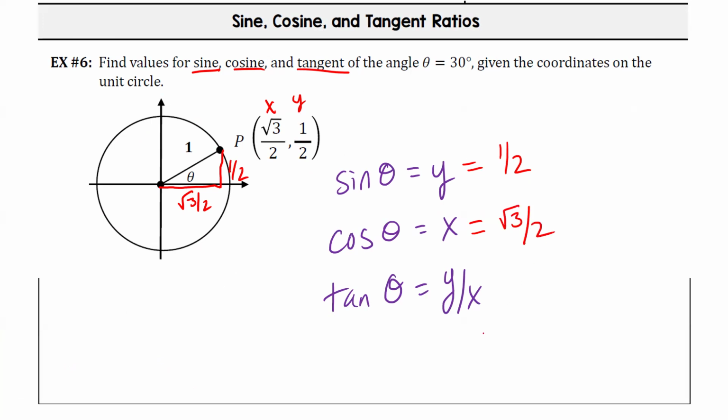I was gonna wait. I was patiently waiting. And then the tangent here is what? A little different. It's gonna be a little bit of multiplication happening here. We have a fraction, 1/2 over square root of 3/2.